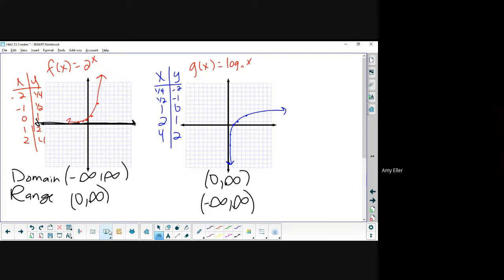Check out the relationship here. This domain is this range. This range is this domain. That will always happen for inverse functions.